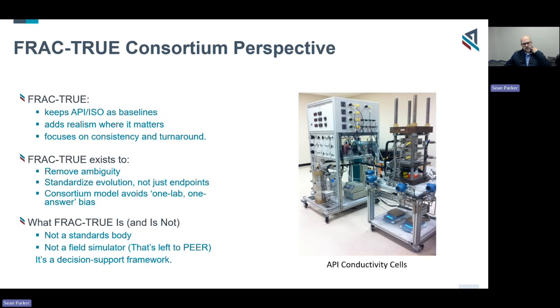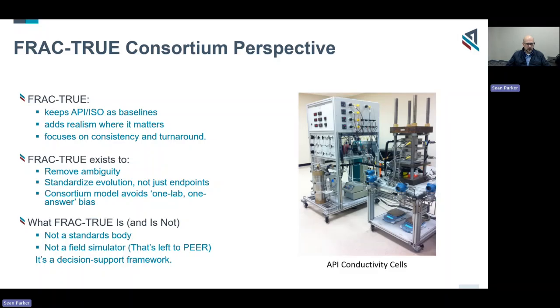So again, on the Frac Consortium aspect, really want to keep these API ISO standards as baselines, add realism where it matters, focus on consistency and turnaround, and in addition to try to remove any ambiguity to it, and make this an evolution, not just static endpoints, or completely change what we have been doing. What we have been doing is good. I just believe we can do better. It's not a one lab, one result scenario. That's certainly important. In that way, there's less bias, I should say.